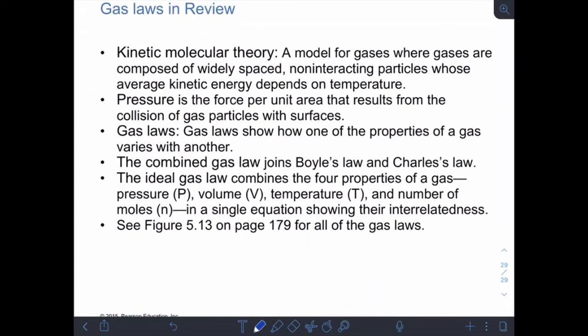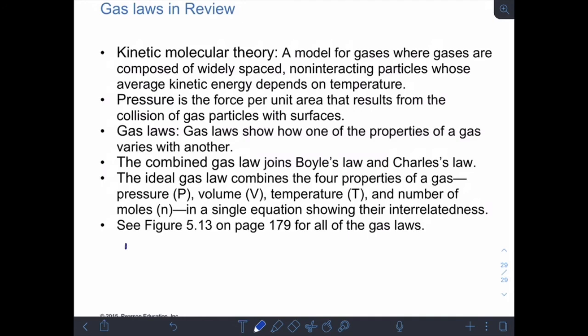So quick review. So the idea that kinetic molecular theory, the model where the gases are widely spaced, there's no interaction between the gas particles, and the average kinetic energy depends on temperature. Pressure is force per unit area, and it results from the collisions of the gas particles with surfaces. We have our gas laws that show how one of the properties of the gas varies with another. Combined gas law joins Boyle's and Charles. The ideal gas law allows us to calculate individual properties of the parts.